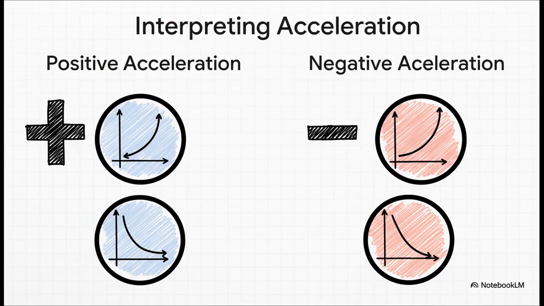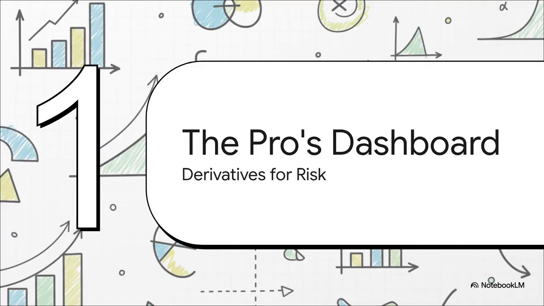When acceleration is positive, it's like the market is stepping on the gas. An uptrend is getting stronger, or a downtrend is hitting the brakes. But when acceleration is negative, it's like the engine is sputtering. An uptrend is losing steam, or a sell-off is actually gaining speed. This can give you an early warning that a trend is getting exhausted, often before the price chart makes it obvious.